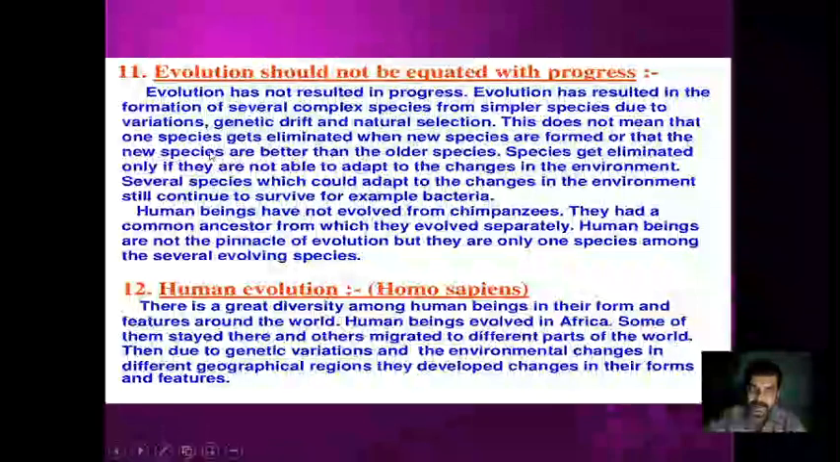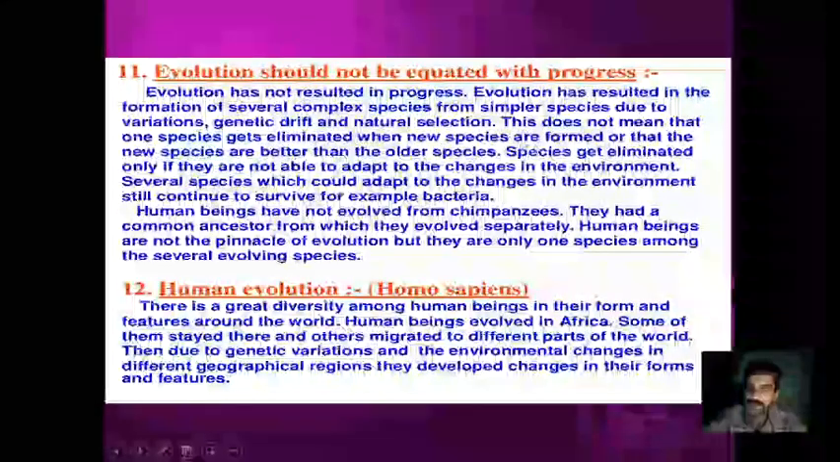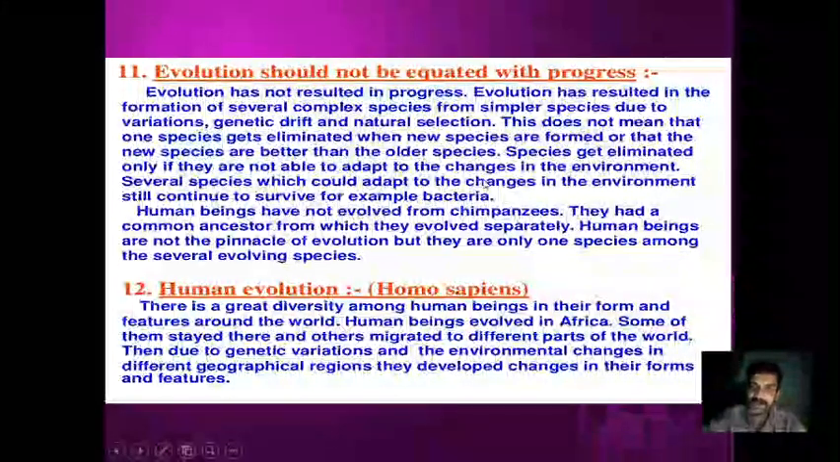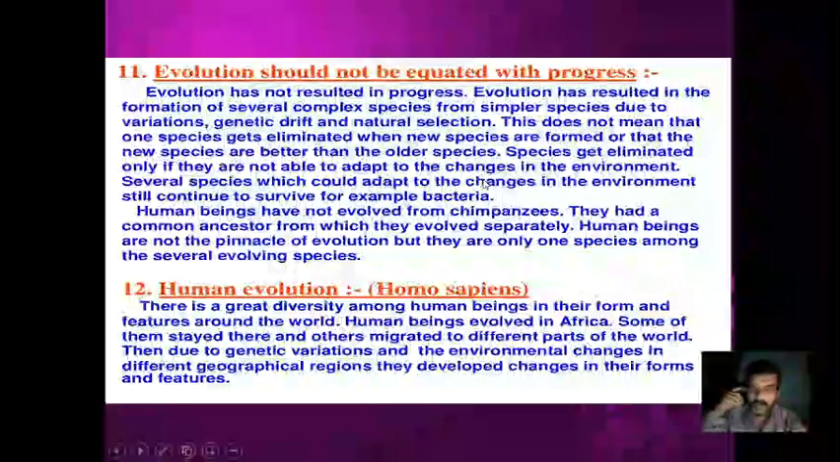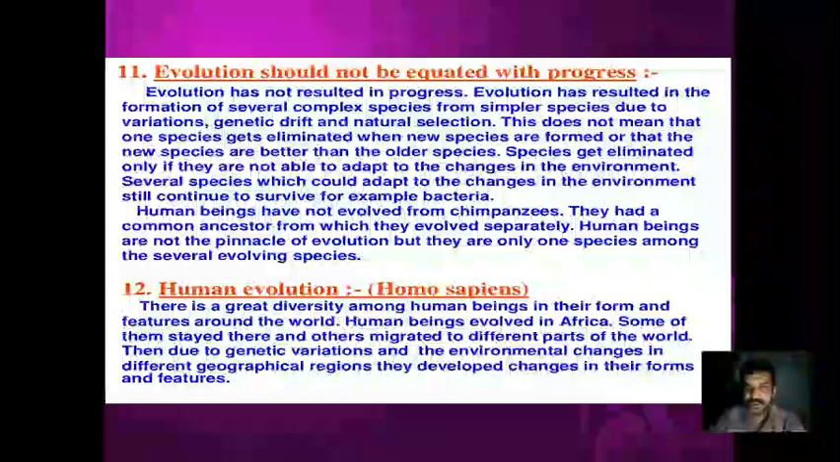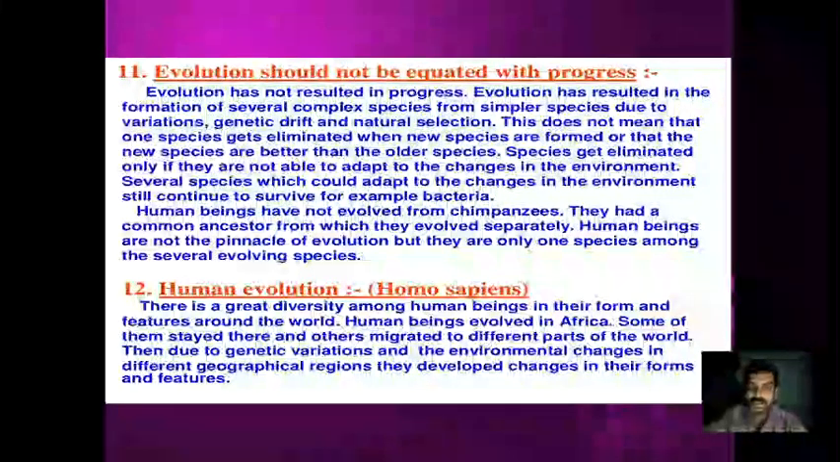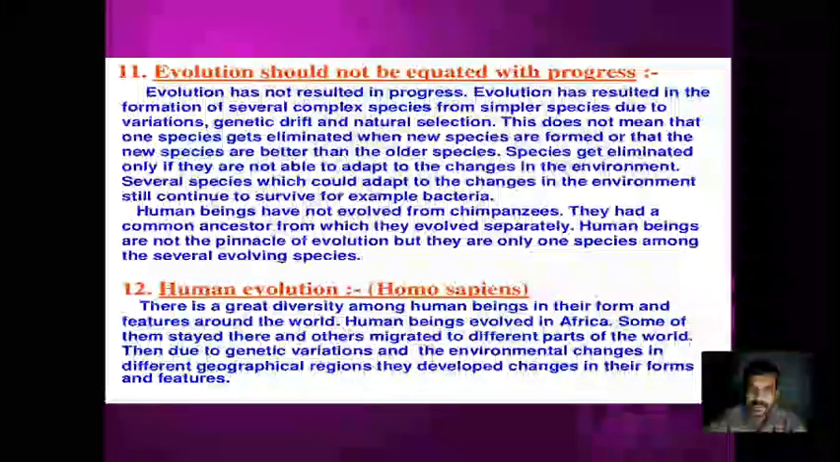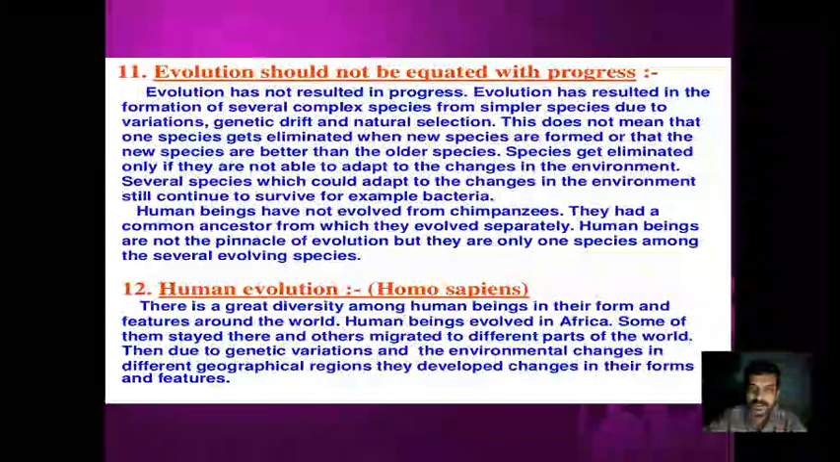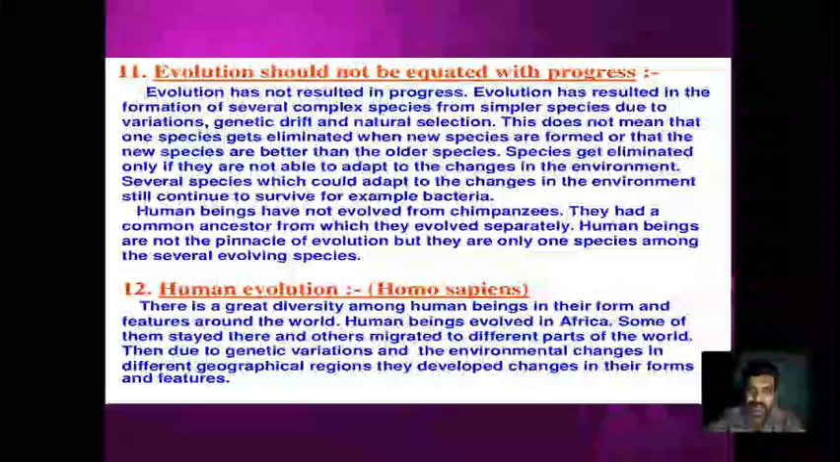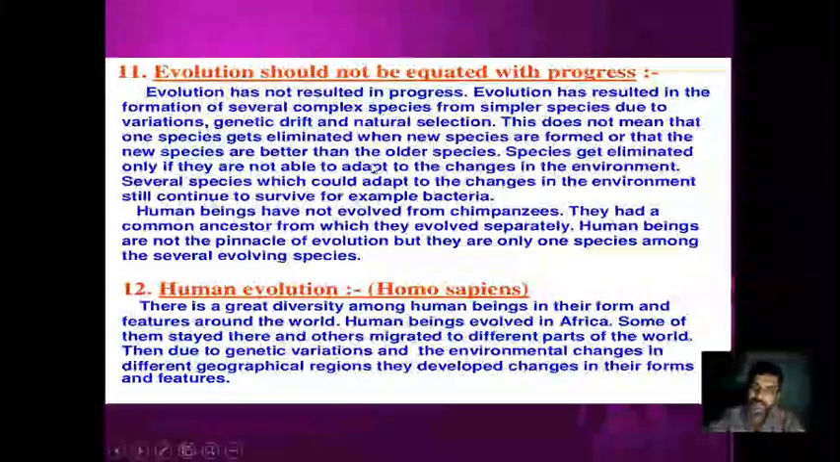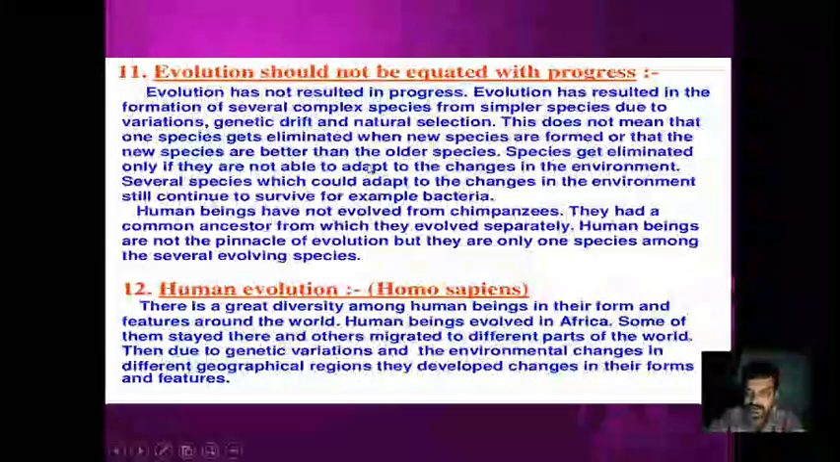This does not mean that one species gets eliminated when new species are formed. It does not mean that the species which has given rise to the other species will be eliminated. If that were the case, we would have only one species, only human beings, right? No monkeys, no chimpanzees, no giraffes, no tigers, no cats. It is not like that. So evolution is not a linear evolution. Evolution is a branched evolution.